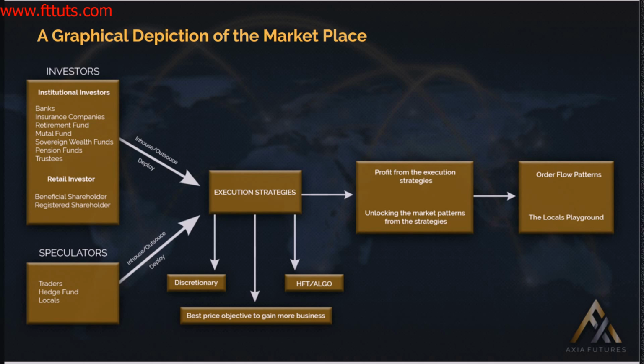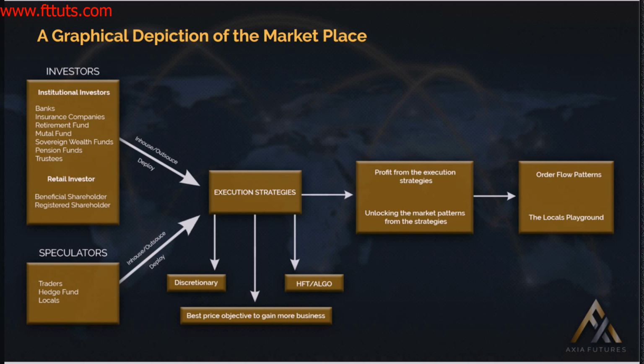So those execution strategies can be either discretionary, so they phone up someone and one of their traders executes, or the execution strategy could be utilizing HFT or algorithmic systems in order to optimize the pricing of offloading those strategies. And really the objective is to get the best price to gain more business. So if you're a broker and you have a great execution strategy, better than your competitors, you're going to get more business from your investors or your speculators.